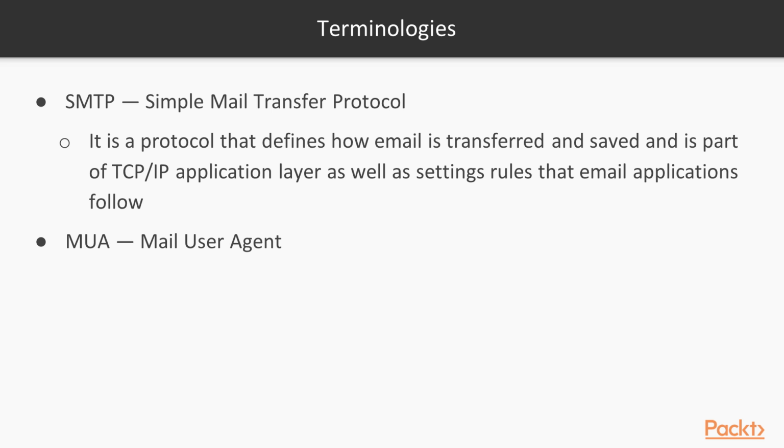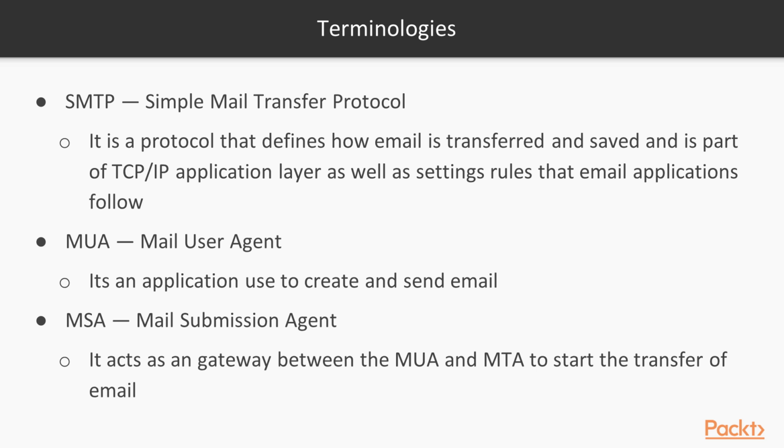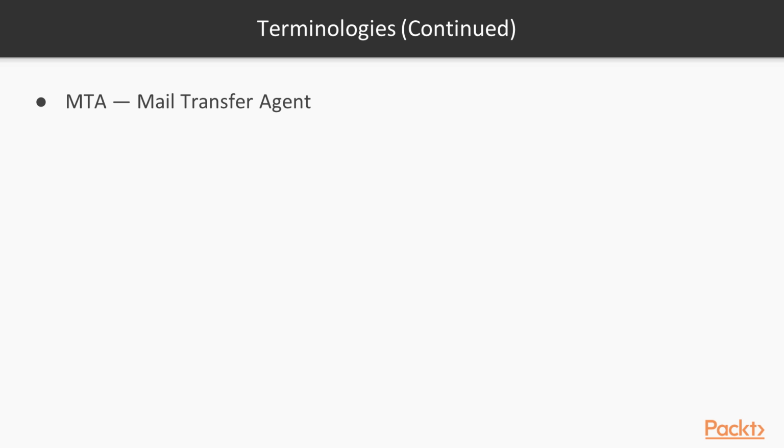Next is MUA. It's a mail user agent. It's an application used to create and send email. For example, the Microsoft product is Outlook, and there are Thunderbird, SquirrelMail and so on. Next one is the MSA, the mail submission agent. It acts as a gateway between the mail user agent and the mail transfer agent to start the transfer of email. MTA, mail transfer agent.